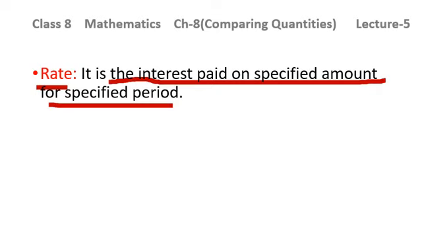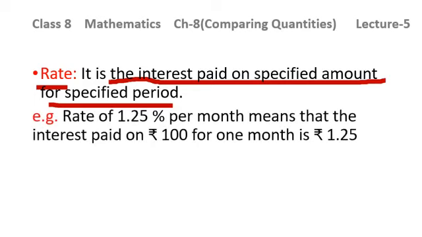That is the rate. For example, a rate of 1.25% per month means that the interest paid on rupees 100 for 1 month is rupees 1.25. Here we have taken the example of rupees 100. If it has been borrowed for 1 month, then a rate of 1.25% means that the interest paid on rupees 100 for 1 month is rupees 1.25.